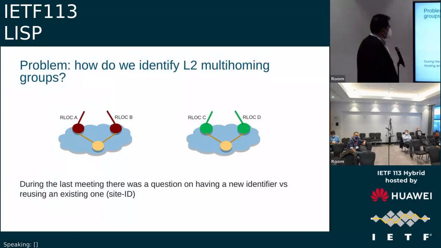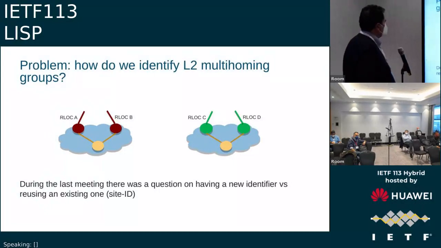So the question is, how do we identify the layer 2 multi-homing groups? The problem is, if there is a site that is multi-homed, how can you identify univocally the group when there are multiple RLOCs present in that site? So there was some discussion, should we use the site ID or should we go for a new identifier at all? So next slide.